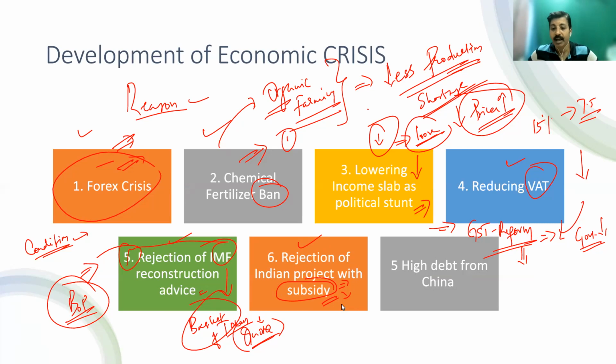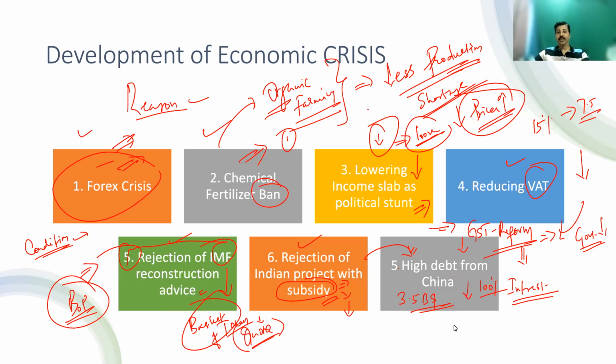But due to the policy crisis, the political leaderships were not ready to cooperate with India, so they simply rejected India and went to China. Chinese give the loan and you have to pay back completely, 100% with interest. As of today, for China alone, Sri Lanka needs to pay around $3.5 billion plus interest. So it's a high debt from China.